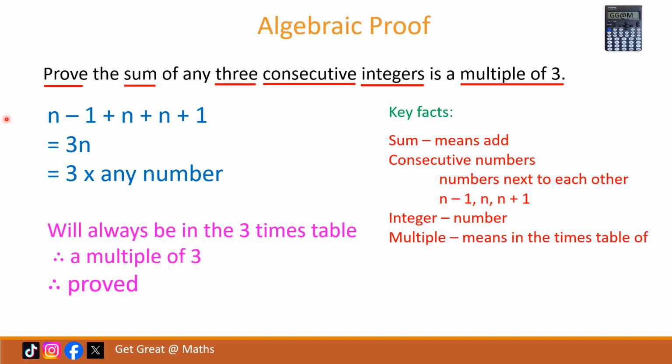So we have proved that the sum of any 3 consecutive numbers is a multiple of 3. So not only have we showed it algebraically, we've also written some words down as well to show that we have proved it. And it is really important that you state that you have proved your proof at the end. Make sure you've written this down. Give yourself a tick if you got the answer correct, and well done, guys.